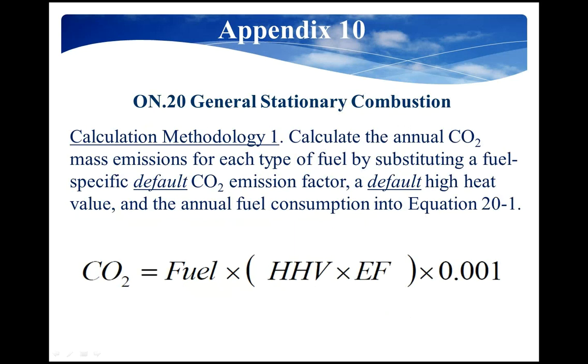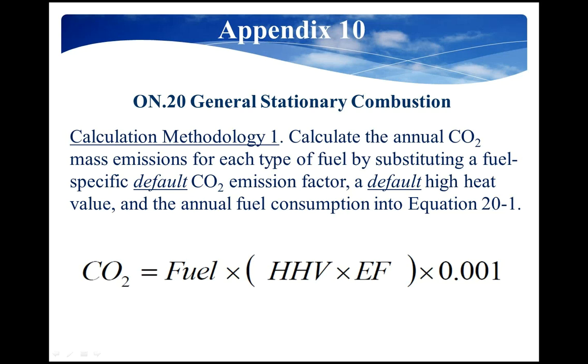The chapter then goes into calculation methods for estimating CO2 emissions. The methods start with very general methods and work their way towards very facility-specific methods. Method 1 uses default CO2 emission factors and default high heat values to estimate greenhouse gas emissions. You take those two values, multiply by the amount of fuel that you use, multiply by a conversion factor, and you get your CO2 emissions. These default values are provided within the appendix. They're at the back of the appendix.